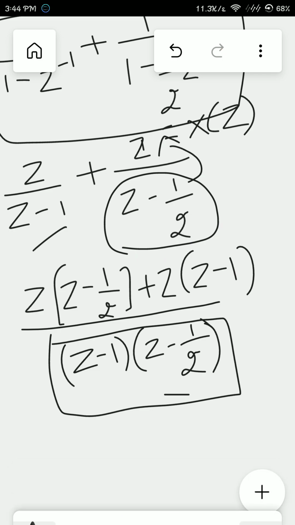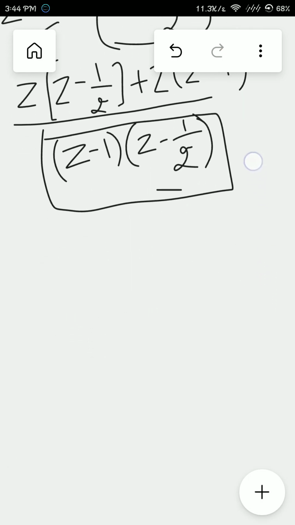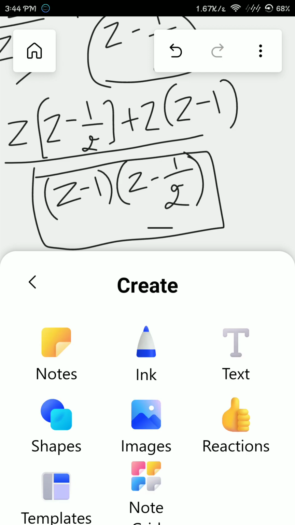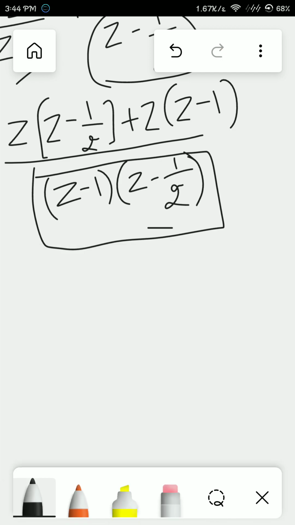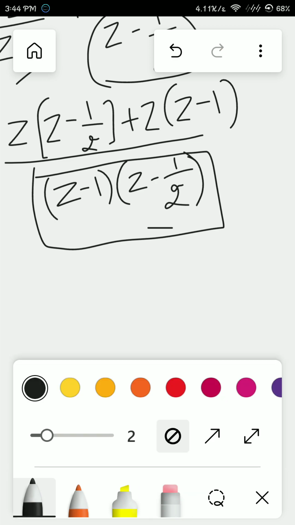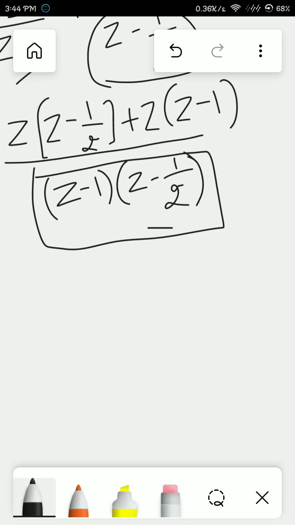So now let me consider the next point. You got till here like this, right? So now next what you are going to do is just multiply now.